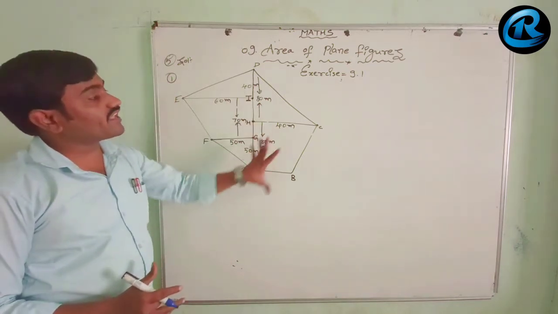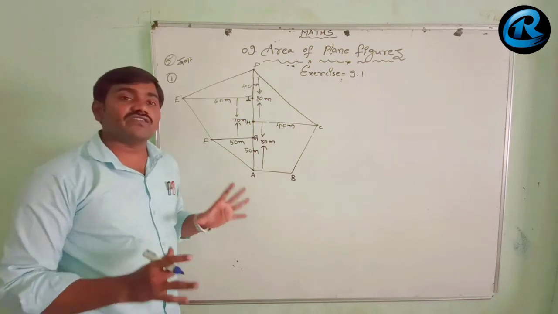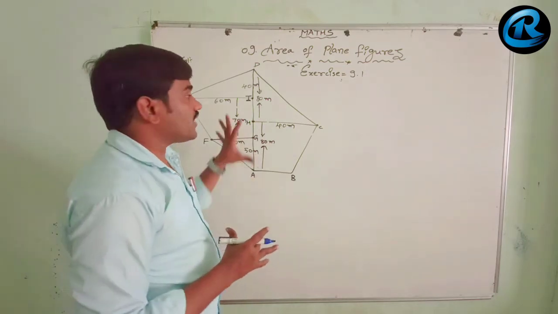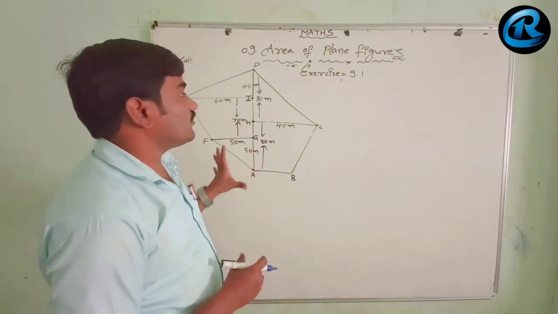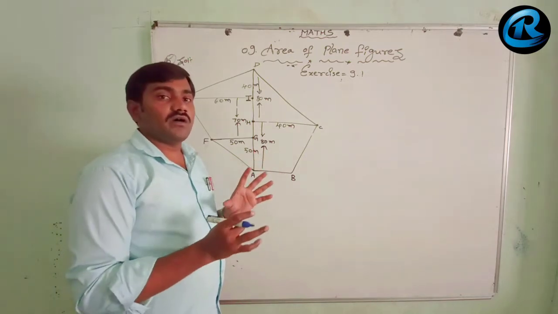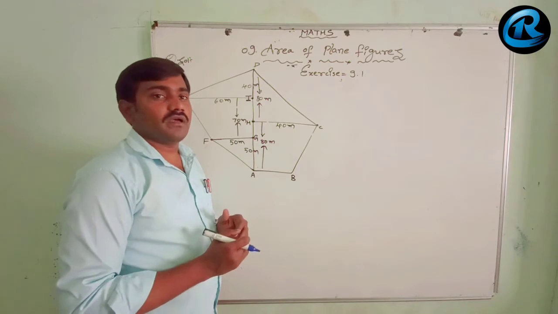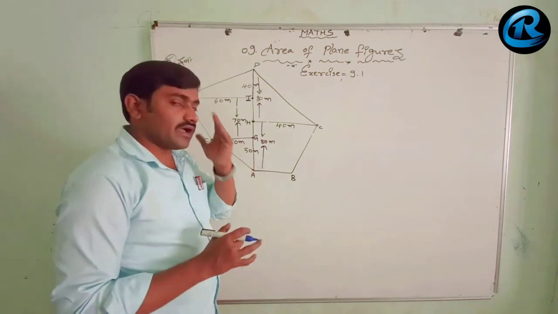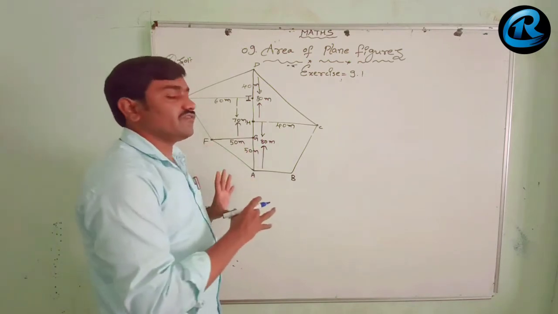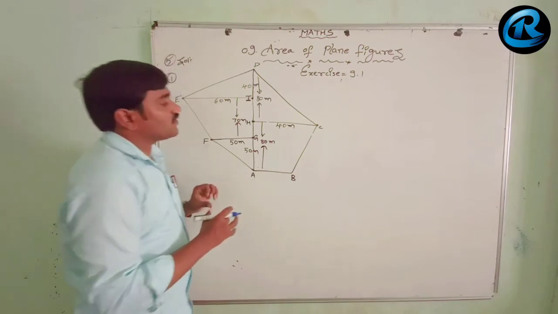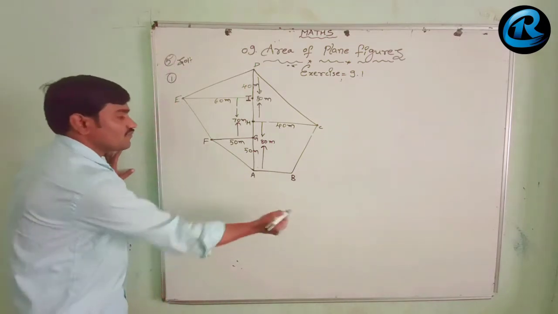Now we need to find out the area of this field. How to find out the area of the field? We are going to be learning. Normally if you see the field diagrams at your home also, it will be like this only. The blueprint diagram of the fields will be like this. How to find out the area of this field? Let us go for that.